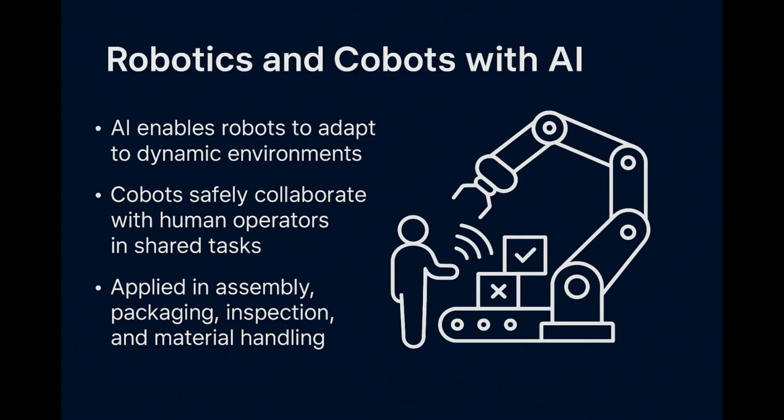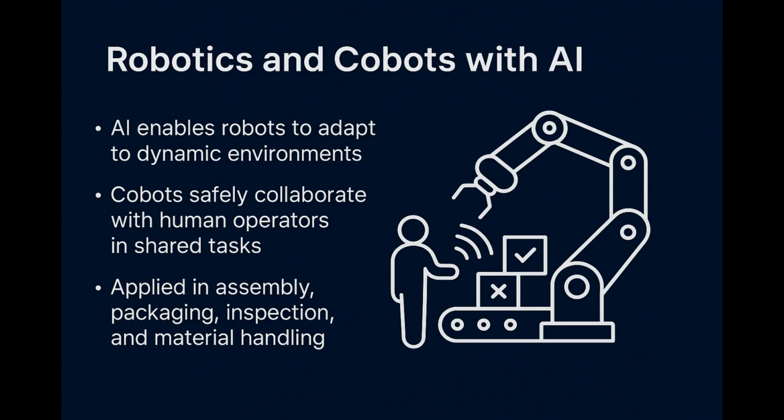For example, AI-enabled robots can recognize and pick items of varying shapes and orientations without needing reprogramming. And with reinforcement learning, robots can optimize their own movements, finding the fastest, safest, or most efficient way to perform a task. Cobots, or collaborative robots, take it a step further.